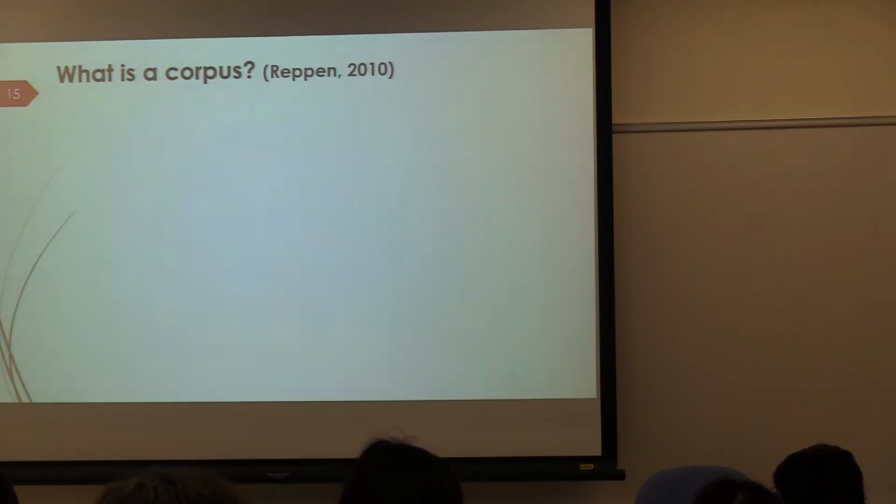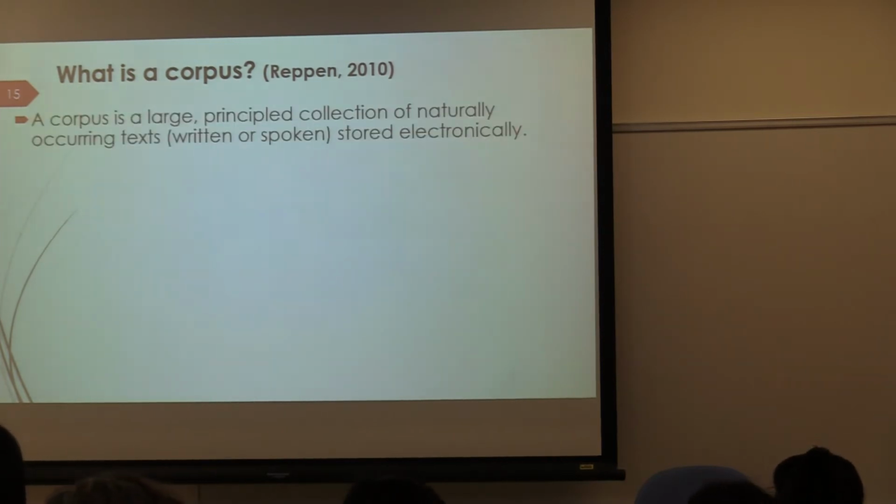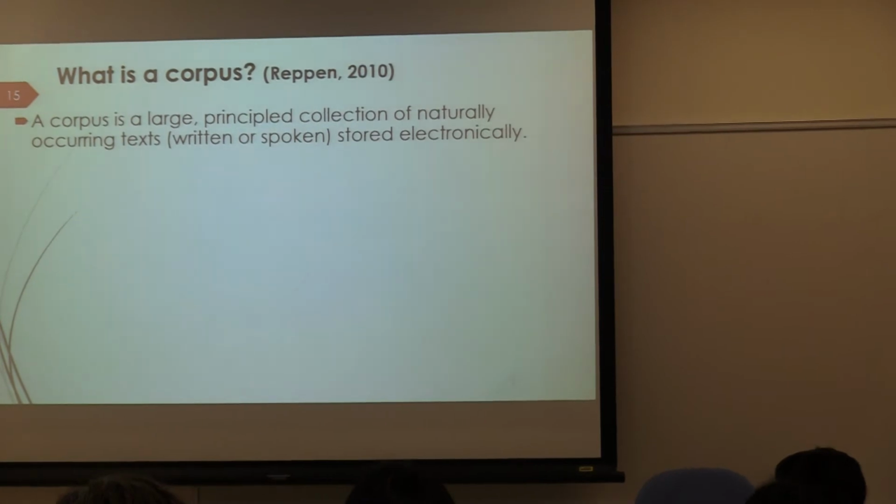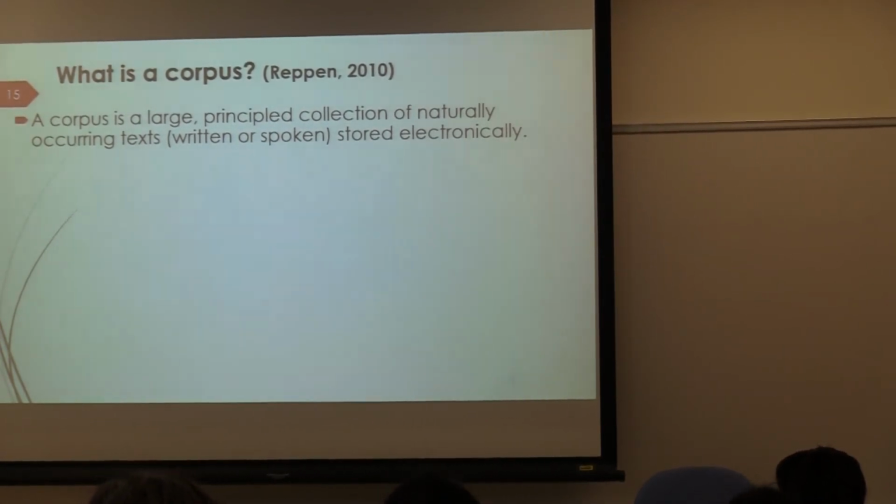But they can be on different kinds of genre. It can be on legal English. It can be on blogs. Remember the blog? It can be on newspapers. It can be in the written form or the spoken form. So a corpus is a large principled collection of naturally occurring texts, written or spoken. Nowadays, they are stored electronically, of course. That's why we can find such a large size of corpus.